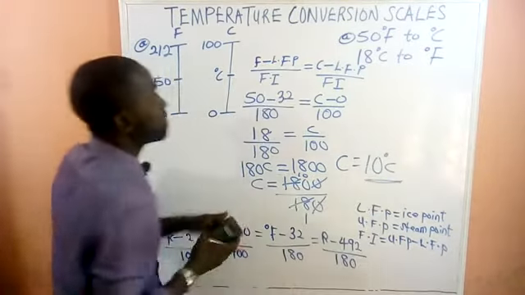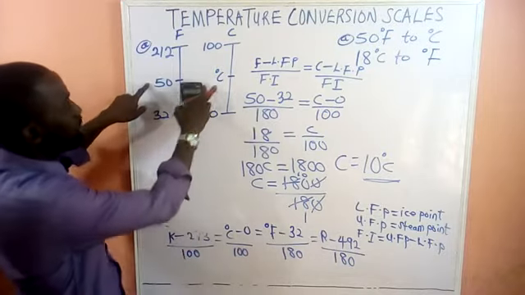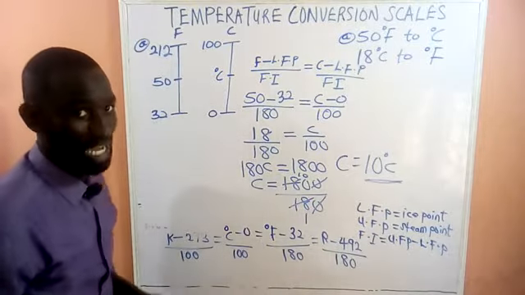So it means 50 on the Fahrenheit scale correlates to 10 degrees Celsius on the Celsius scale. Are you with me, class?